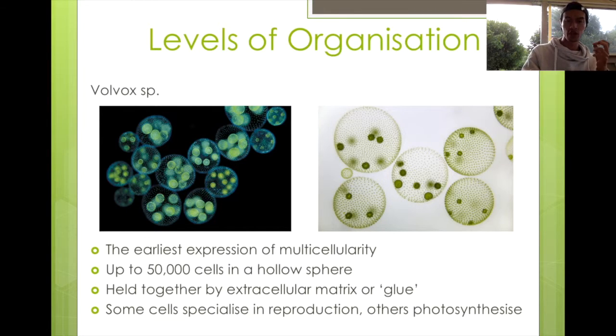So the earliest expression of multicellularity occurs in this particular group of organisms, of cells, up to about 50,000 of them held together by a particular matrix or glue. And what happens is that's the earliest level of specialization that we've actually observed in an organism. Being able to have some cells specialized in reproduction and others for photosynthesis was the earliest level of division of labor that we observed in organisms.